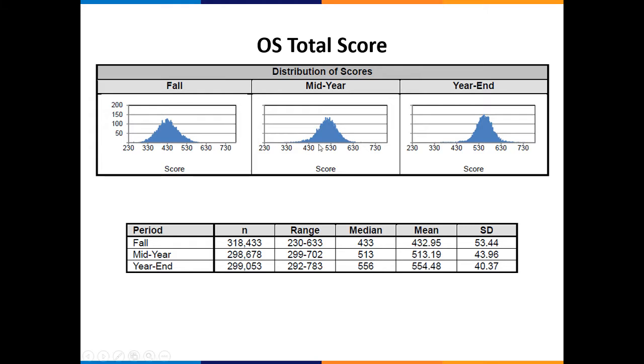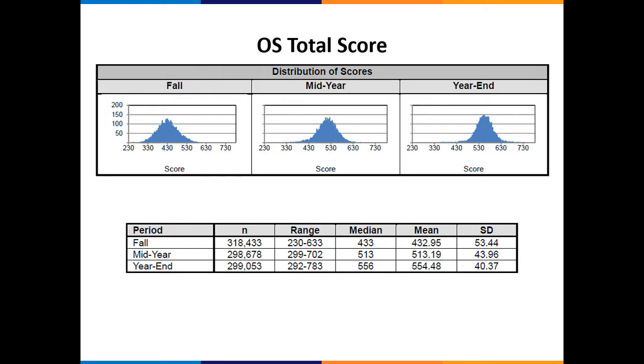And these are our histograms. We're showing the spread of kids, the distribution of scores for the total score at fall, mid-year, and year-end. At the bottom of each chart is the range of the OS total score. And as the bars or the bell curve gets higher, more kids got that particular score. This should look pretty familiar to people, this bell curve.